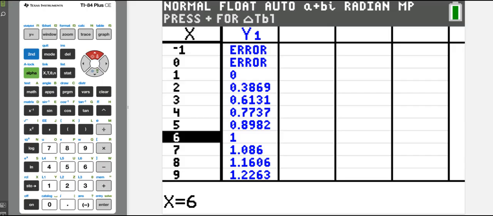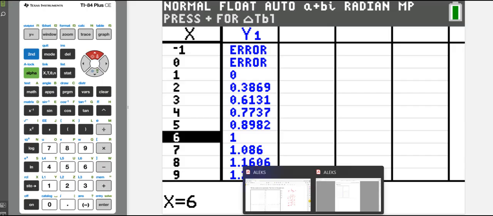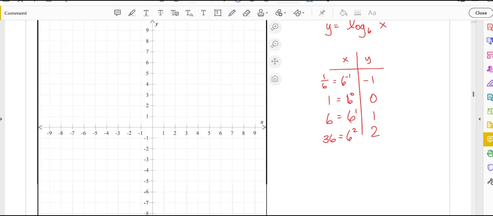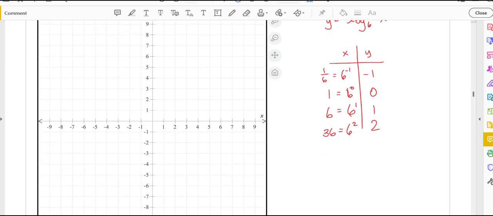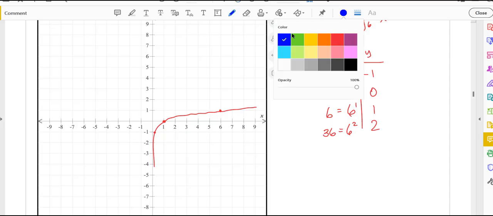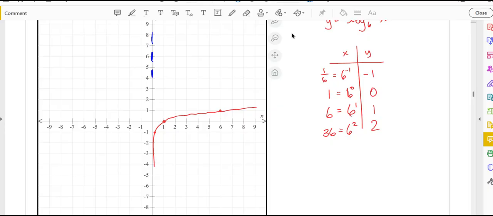Okay. Go plot those on your ALEKS. So you've got 1/6, comma, -1, 1, 0, and 6, 1. And then you would have 36, comma, 2. It should graph that. Now, it also wanted you to graph the asymptote. You're going to go grab that line, and you're going to do an asymptote at x equals 0.